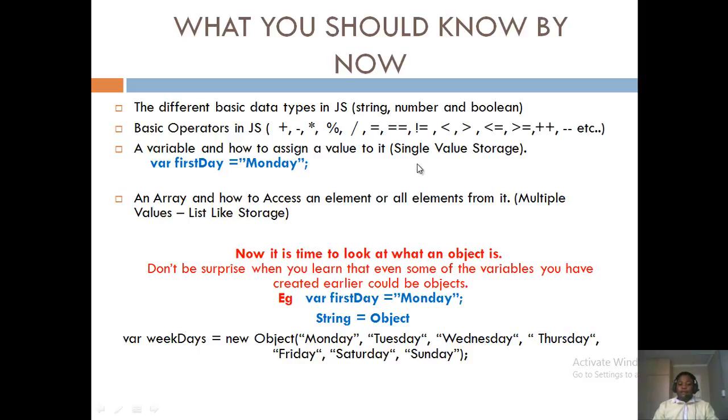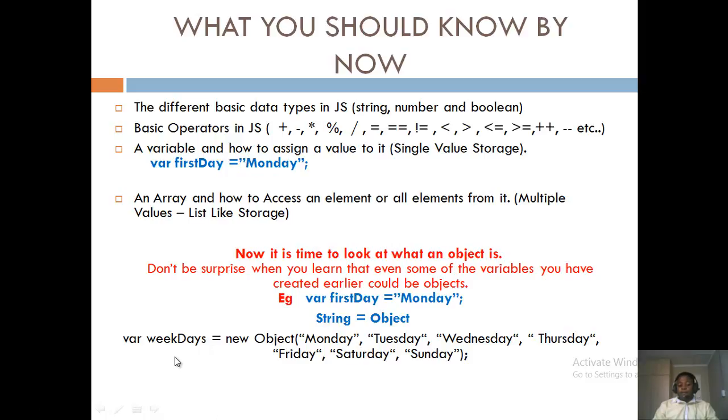Okay, so now let us look at what an object is. And please do not be puzzled, do not be surprised if I tell you that even some of the variables that you have created before could be objects. For example, in this example, var firstDay is assigned the value Monday. Here Monday is a string, and a string is an object. We'll take a look at that in one of the subsequent videos.